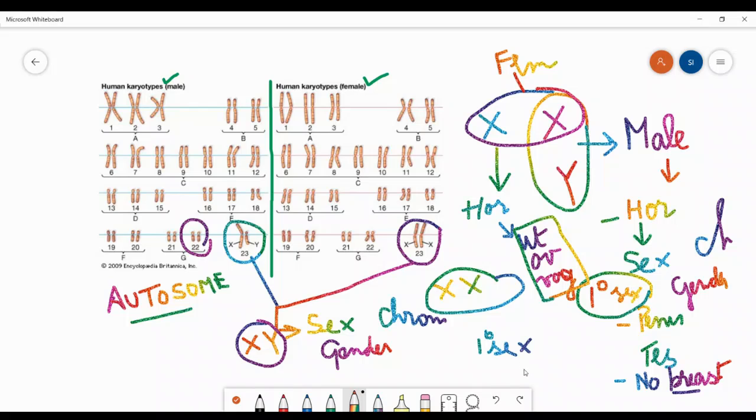So breasts are secondary sexual characters. They are not mainly concerned with sex, though they are concerned with gender, but secondary sexual characters are not involved in baby formation or passing on of genes to the next generation. So these are secondary sexual characters. Breast is a secondary sexual character. Males will have mustache or whiskers.